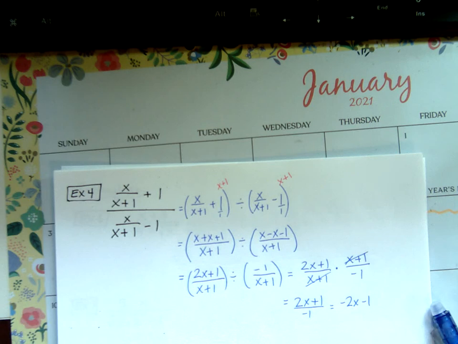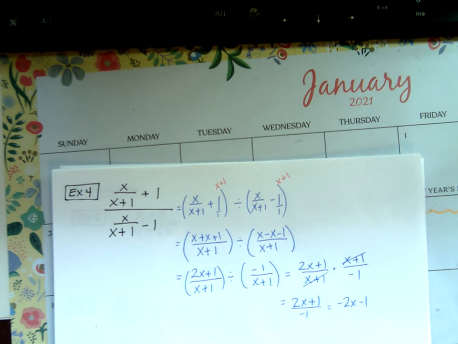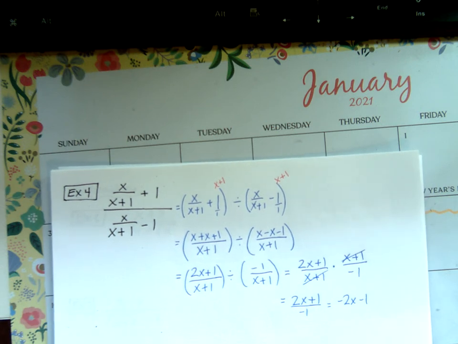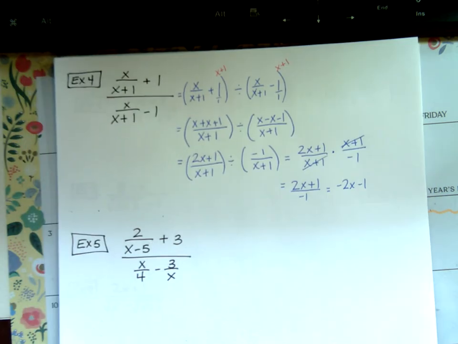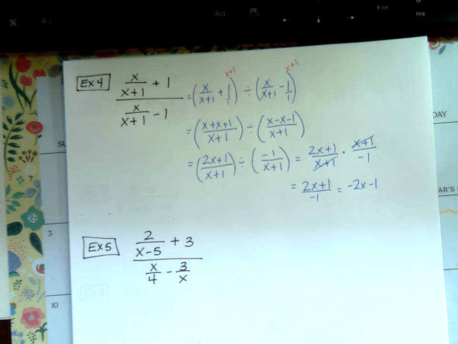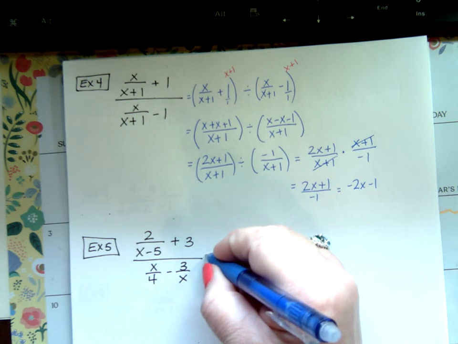All right, complex fractions. They're not too crazy. There's just a lot of places for small mistakes, so you just got to really be careful as you're going through. All right, ready for example 5? A couple more and then we're going to change up the topic just a little bit. So a couple more like this and then we're going to talk about rationalizing. All right, so here's my next one, example 5.